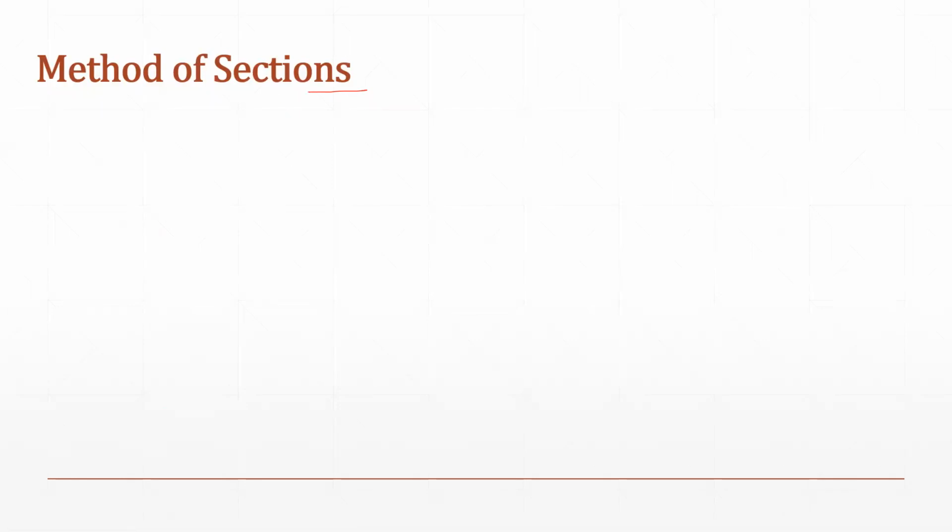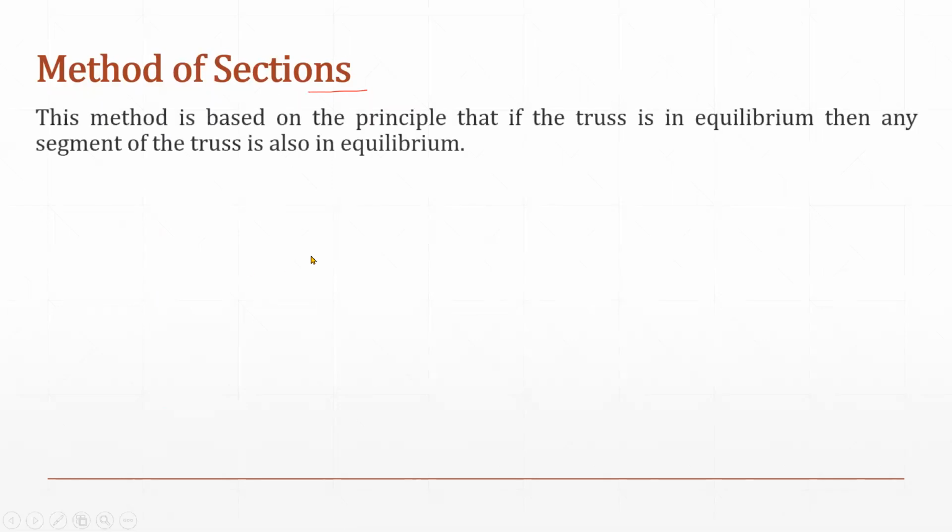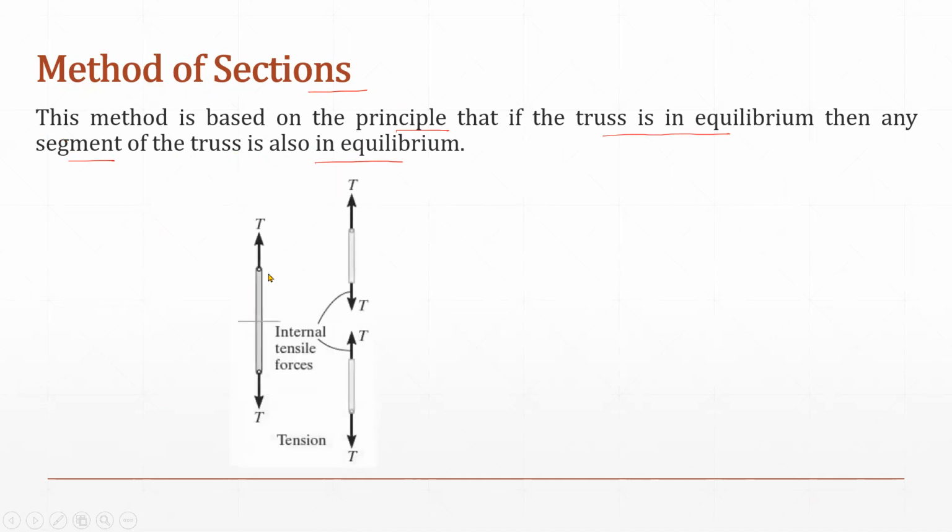Now, the concept of method of section is based on the principle that if the truss is in equilibrium, then any segment of the truss will also be in equilibrium. So that is the concept of this method of section. Now, I would like to illustrate this concept using the diagram.